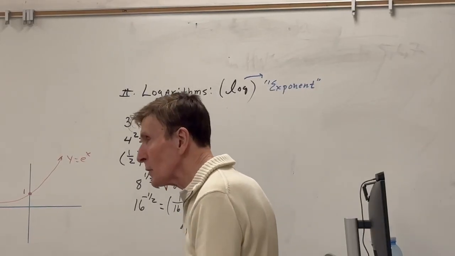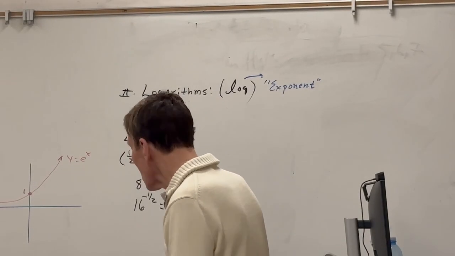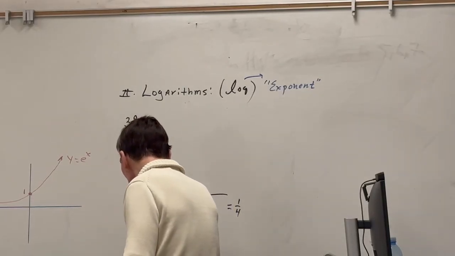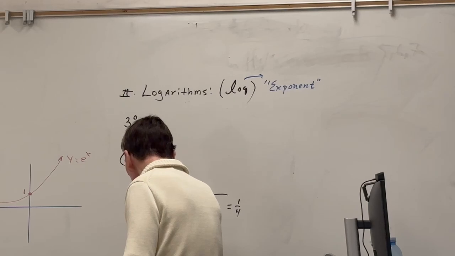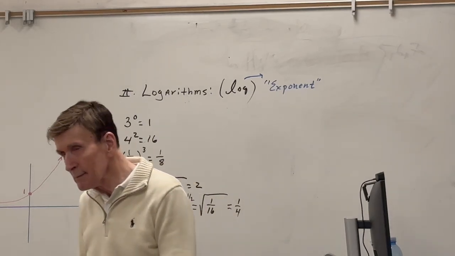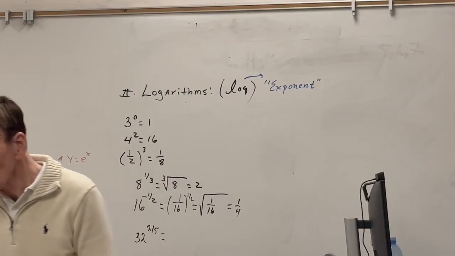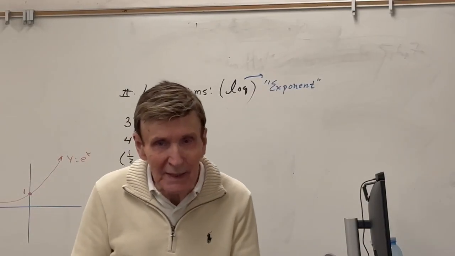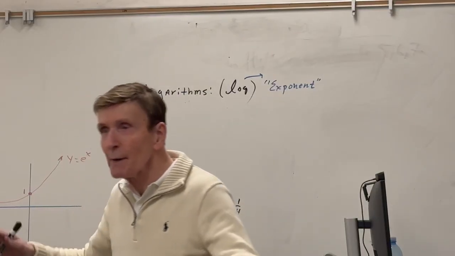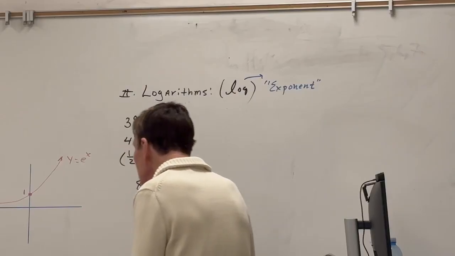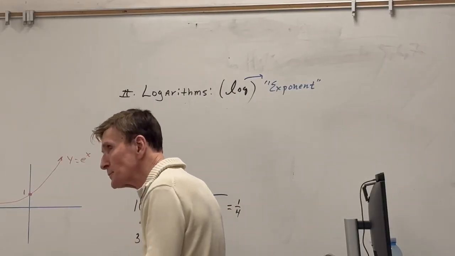Let's see, what else could I throw in for an exponent that might make it interesting? Why not? Let's try this one: 32 raised to the 2/5. I'd like to have an answer. Does anyone recall what raised to the 2/5 means? Not times 2/5, raised to the 2/5. Exponential, what does it mean? Anyone?